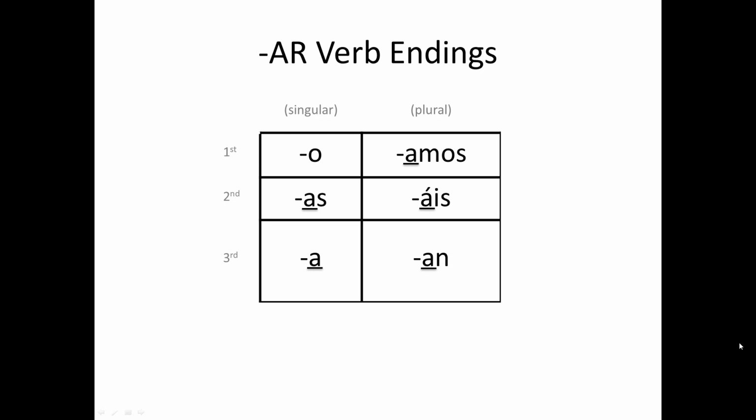Let's move on to the ER verbs. Notice the AR verbs all have A's in their conjugation endings. The ER verbs, you remember this from just the other day. All you do is switch the A's in AR verbs to E's. So rather than o, as, a, amos, áis, an, you have o, es, e, emos, éis, en.